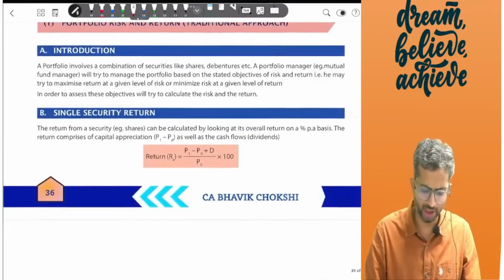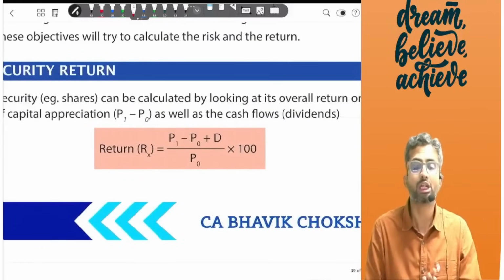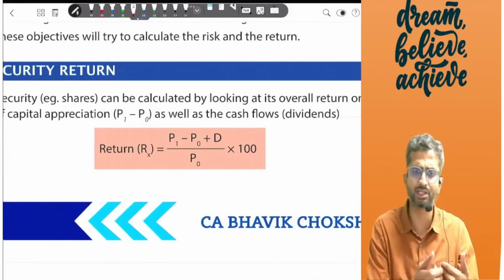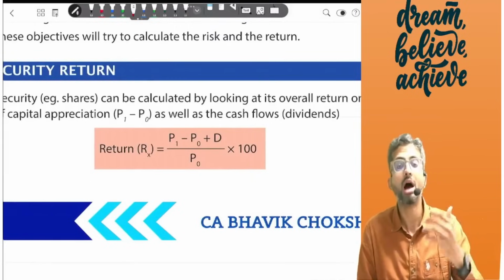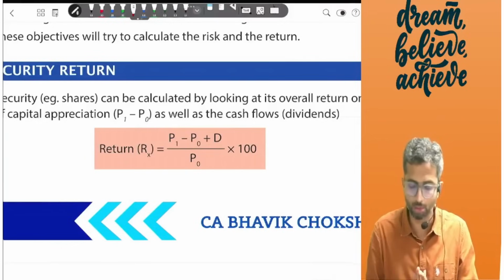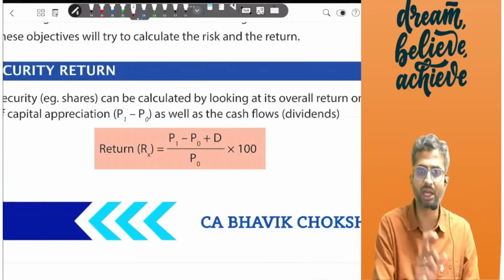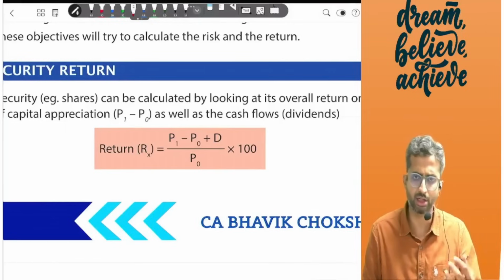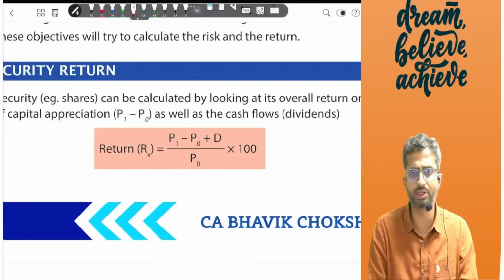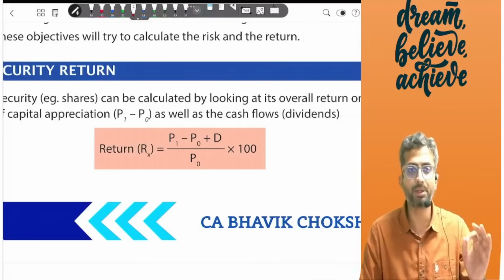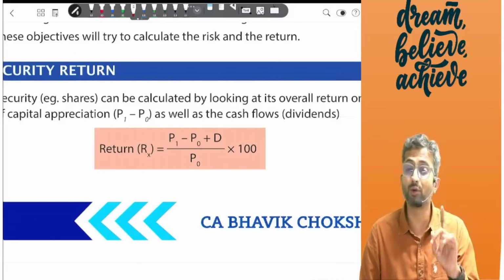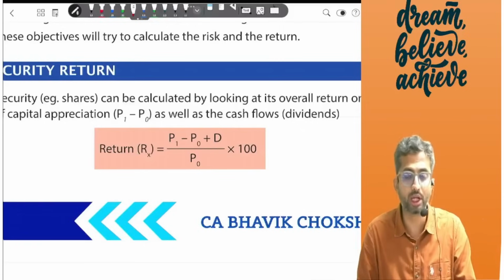Now return for a single security is a fairly easy calculation. You will calculate it as the capital appreciation, that is P1 minus P0, that is price at the end of the year minus price at the start of the year, plus the cash flows that the security gives you, like dividend for a share or interest for a bond. This is the total return, capital appreciation plus, let us say, the dividend divided by the investment. The investment over here is P0. So return for a single security in a single period will be (P1 minus P0 plus D) upon P0 into 100. Now this is an interesting formula for a single security return for a single holding period.